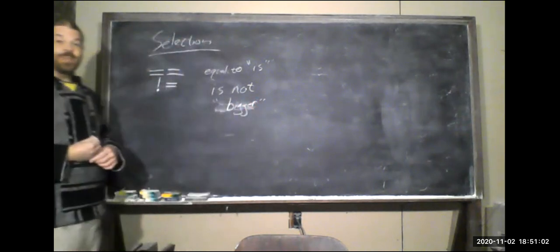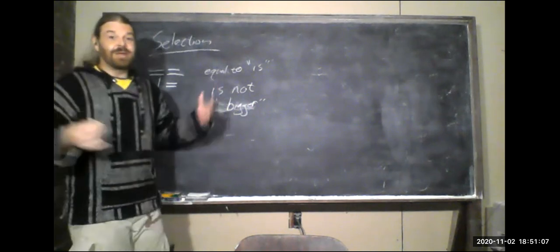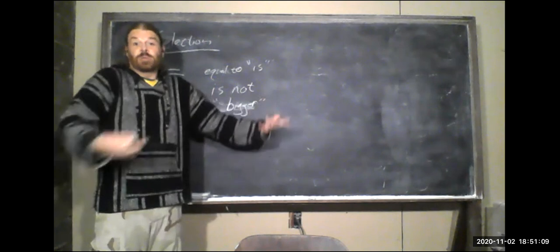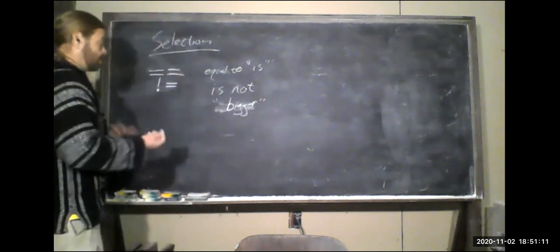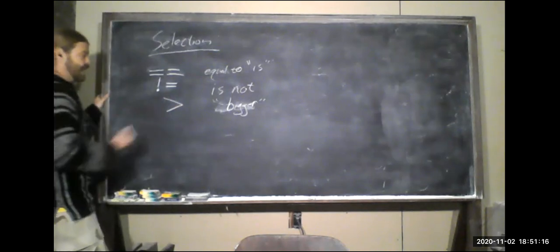We can ask which one is bigger. That's the question of it. We can ask the computers, here's two numbers, which one of these is bigger or smaller? And that is our greater than, less than symbols, the angle brackets.